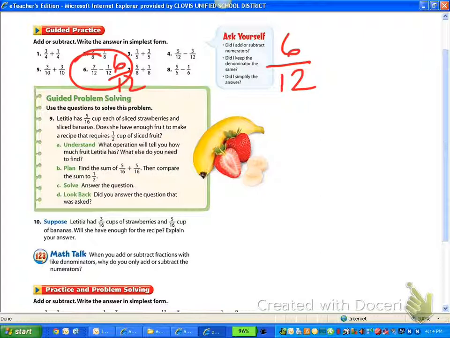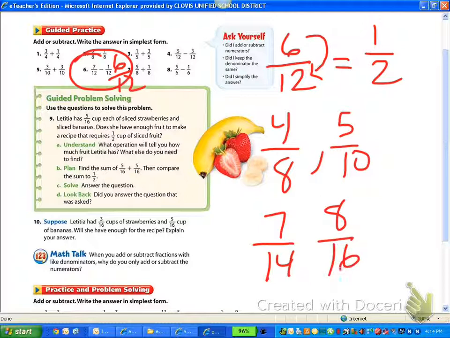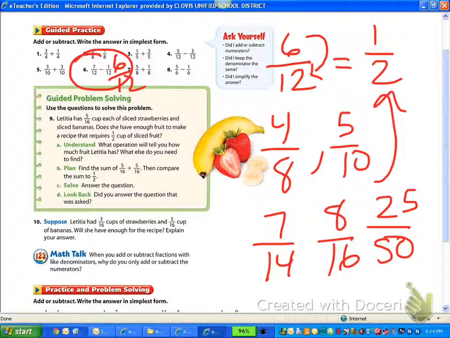And I've told the students that if the numerator is double the denominator, 6 times 2 is 12, then your simplification is just going to be a half. Whether it's 4/8, 5/10, 6/12, 7/14, 8/16, 25 over 50. If the numerator is double the denominator, all of these equal a half.